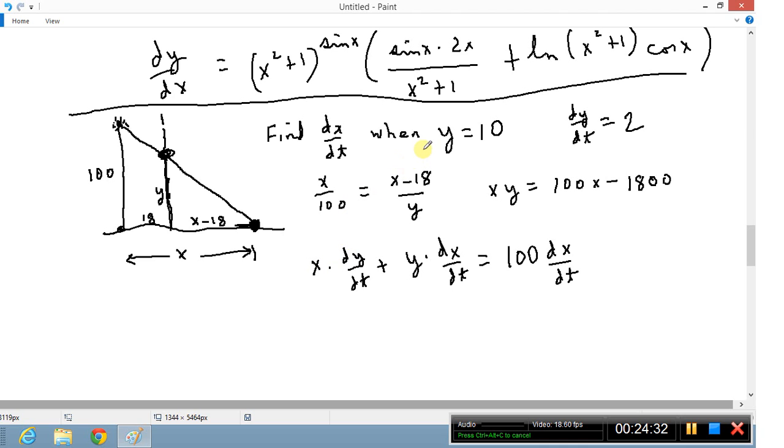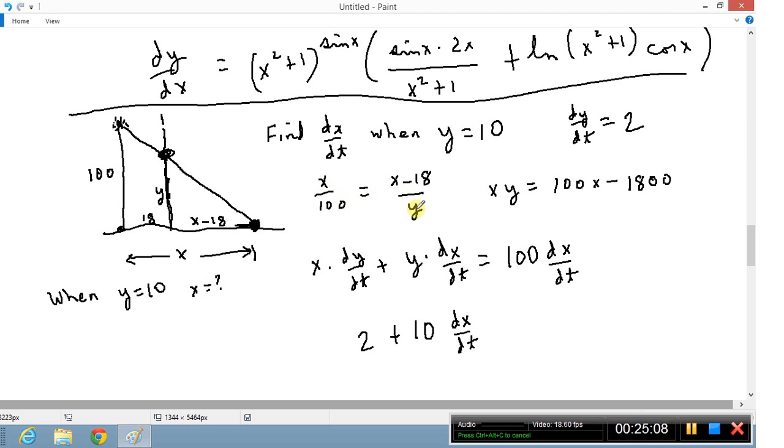Okay, we can go ahead and start substituting what we know. When y equals 10, we can put y equal 10 in there. We know dy/dt is 2, so we can put 2 in here. And we still need dx/dt, but dx/dt is what we're trying to solve for, so that stays, dx/dt. Now I need to figure out what x is at the moment when y is 10. So when y is 10, what is x?